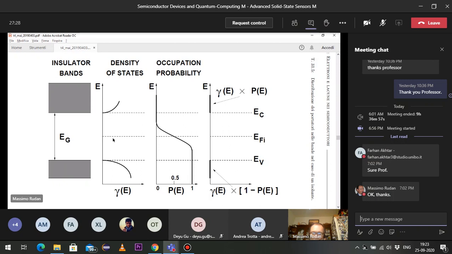There is, however, another possible case that is still of this type, but let me change.